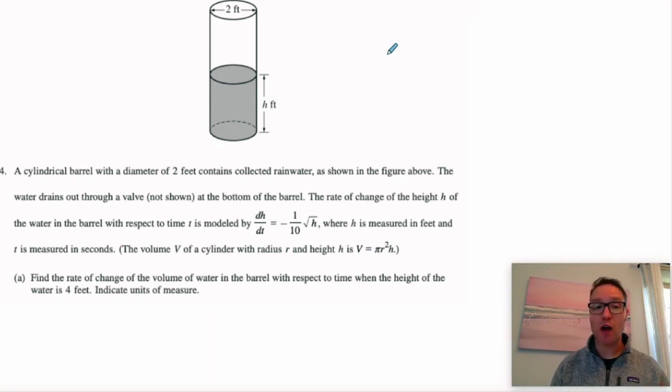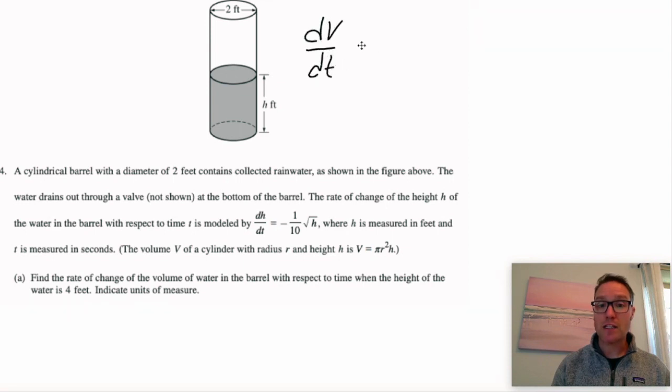So this is a great problem to do. Let's go over it together. Find the rate of change of the volume of the water in the barrel with respect to time. So they want us to find dV/dt. I'm going to do what I usually do, which is map out the problem: find dV/dt when the height of the water is 4 feet.